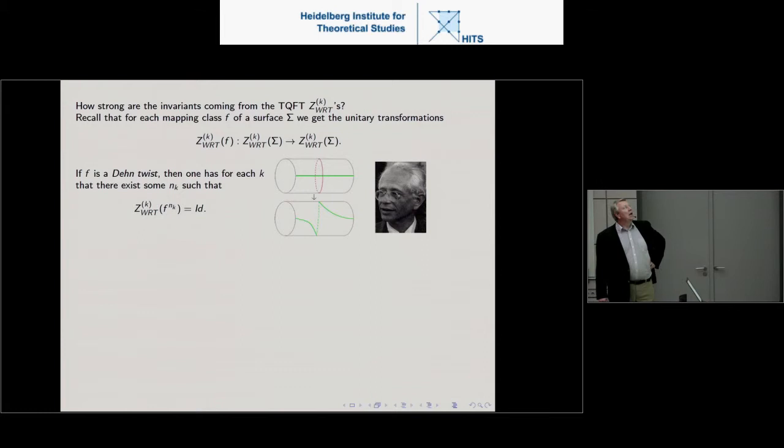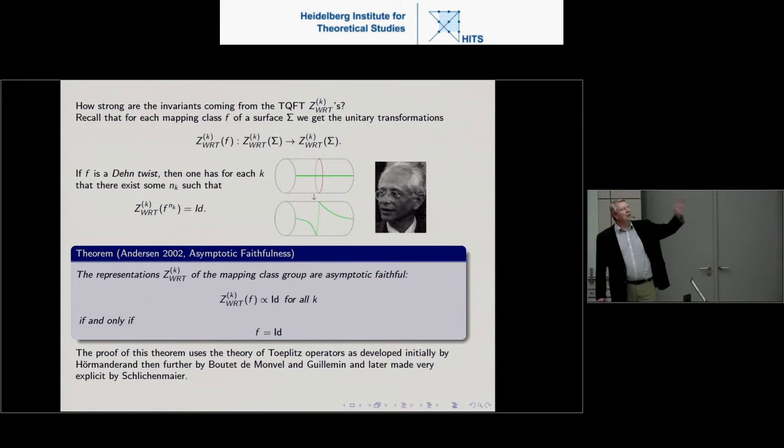One of my contributions to this subject is that I showed that these invariants are really very powerful because on the level of the mapping class group, they don't forget anything. This is called asymptotic faithfulness. One can detect any mapping class by the way that it acts on these vector spaces. But I want to skip quickly past that.